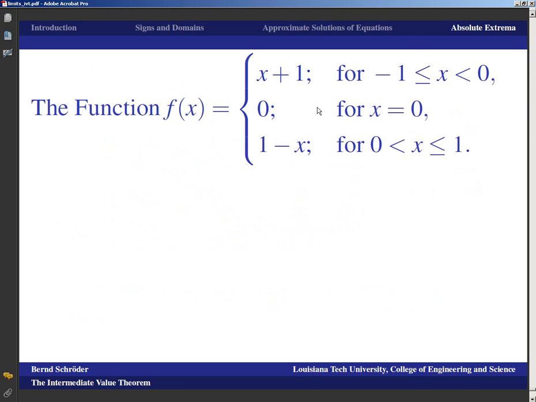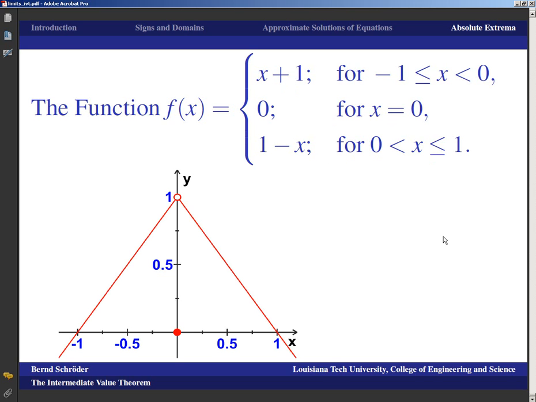Take a look at this function. It looks monstrous, but it isn't that bad. Basically, it's a straight line from -1 to 0, and it's x plus 1. So it's going to be above the x-axis, slope 1. From 0 to 1, it's 1 minus x, so it starts at 1 and goes back down with slope -1. And it's 0 at x equals 0. Looks like this. Well, that's a function where you would say, oh, well, we want the maximum to be 1, right? That's what it is. But the function is not continuous there.